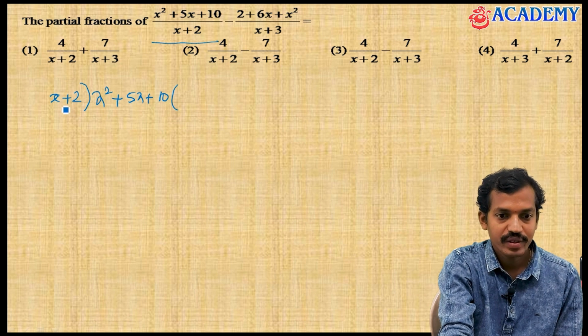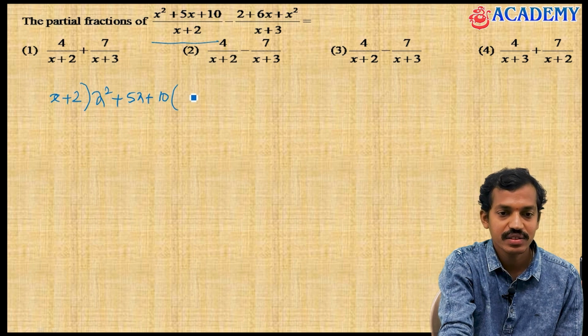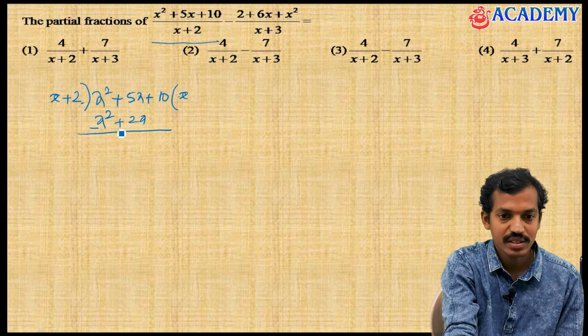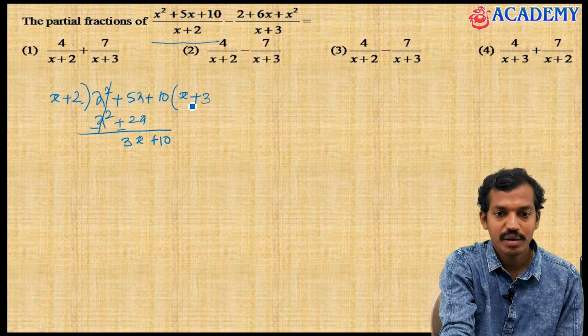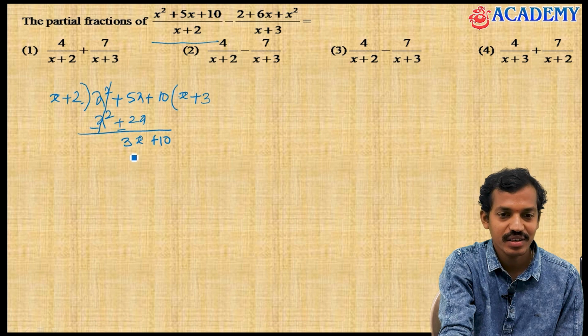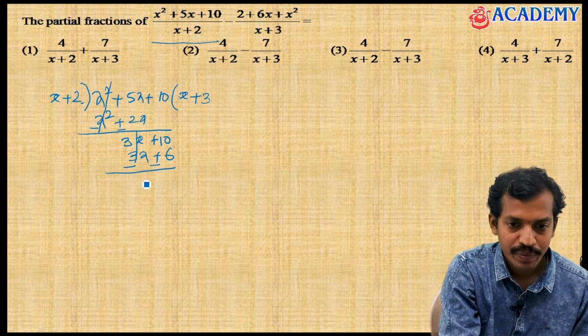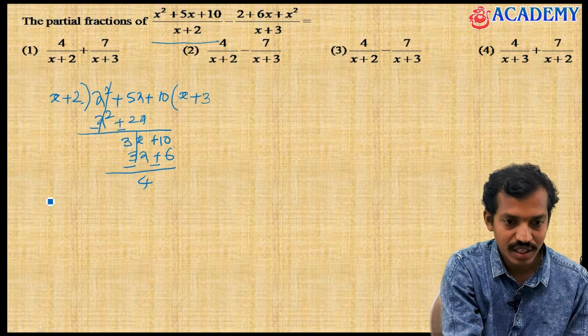by x plus 2. Here x is there; to get x square I multiply with x, so x into x square, and x into 2 is 2x. I change the signs, so x square cancels, and 5x minus 2x is 3x plus 10. Now I want 3x, but here x is only, so I multiply by plus 3: 3 into x plus 2 is 3x plus 6. Once again signs change and cancel, and 10 minus 6 is 4.